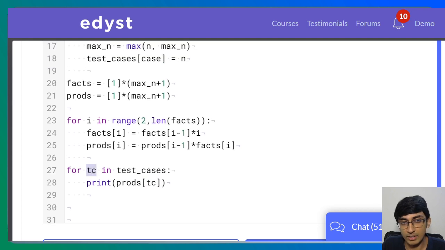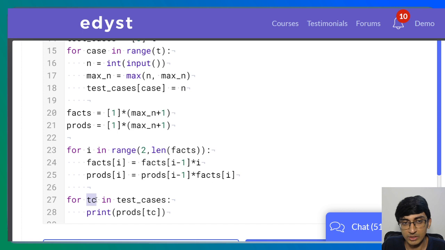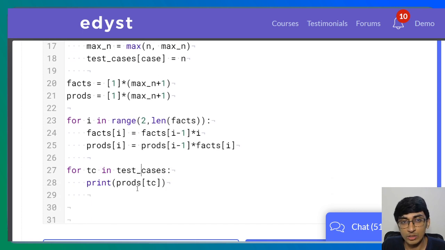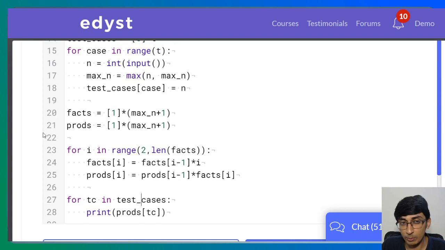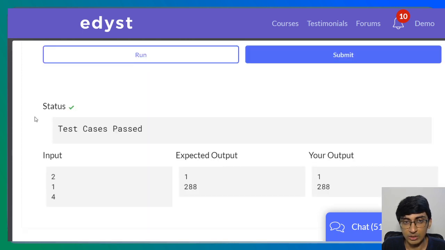I'm not iterating by index. I'm just iterating by the iteration itself, not by index. So each test case will actually be a value of the test case itself. So I'm going to print the prods of TC, right? I think that should be it. We've still not covered modulo, by the way, but let's just see if this runs. Okay, so we're getting the run part.